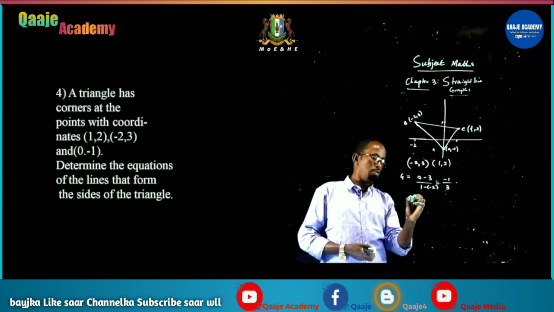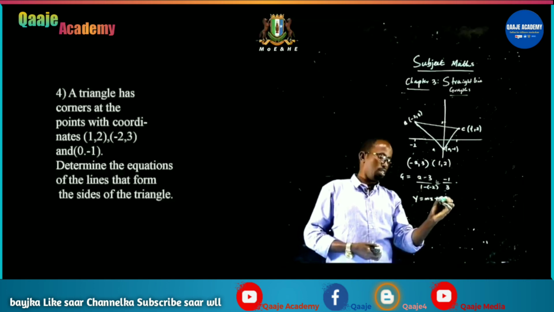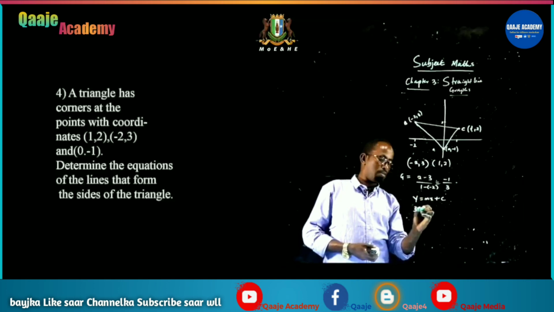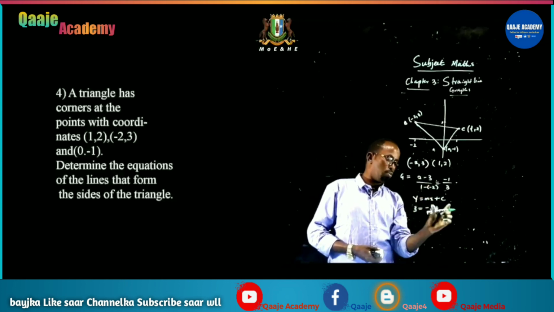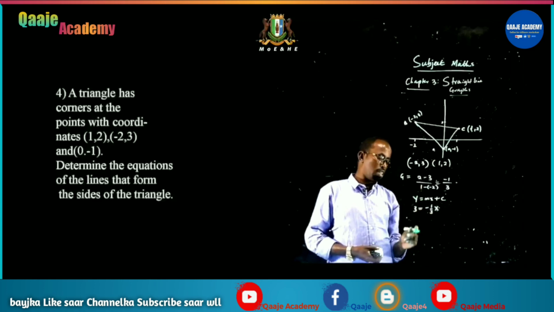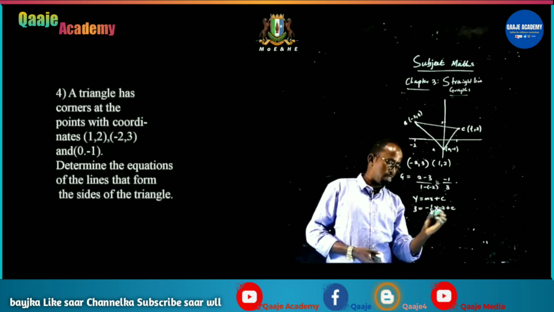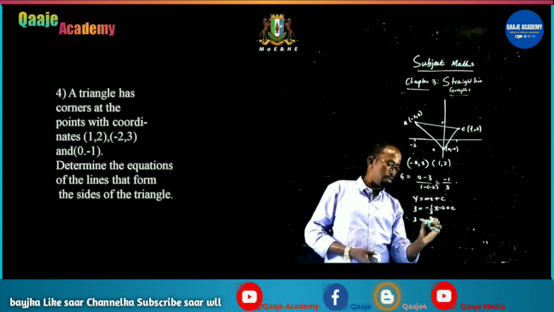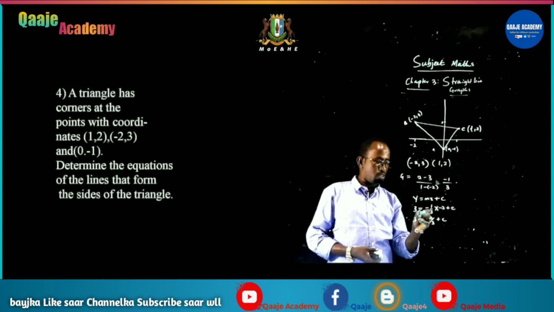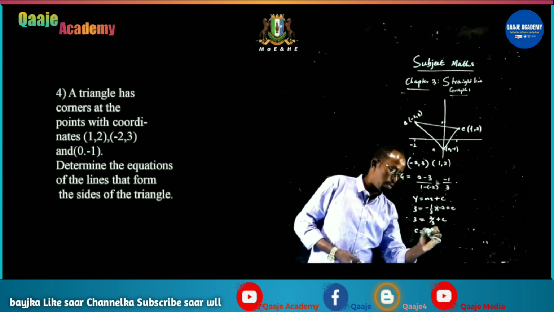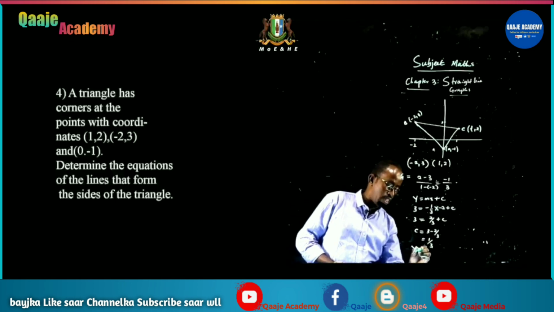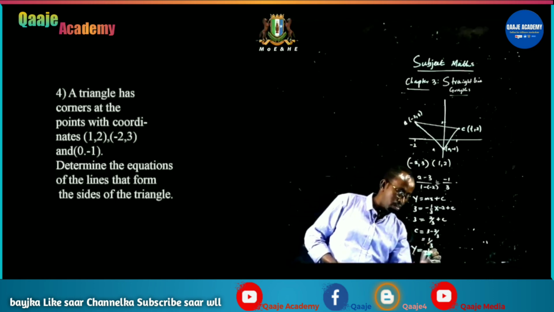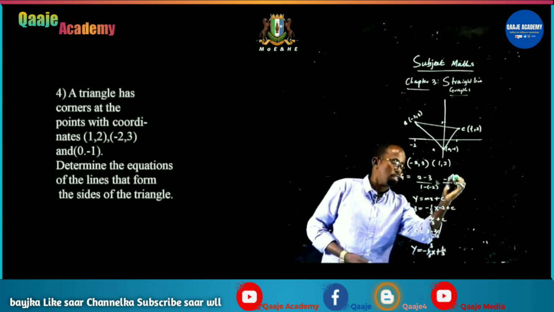Then the equation would be y = mx + c. Pick 1 point again, y is 3, m is minus 1/3, x is minus 2, and then plus c. 3 is equal to 2/3 + c. Therefore, c is 3 - 2/3, and then you get 1/3. Therefore, the equation of that line will be y = -1/3 x + 1/3. That is the first line.